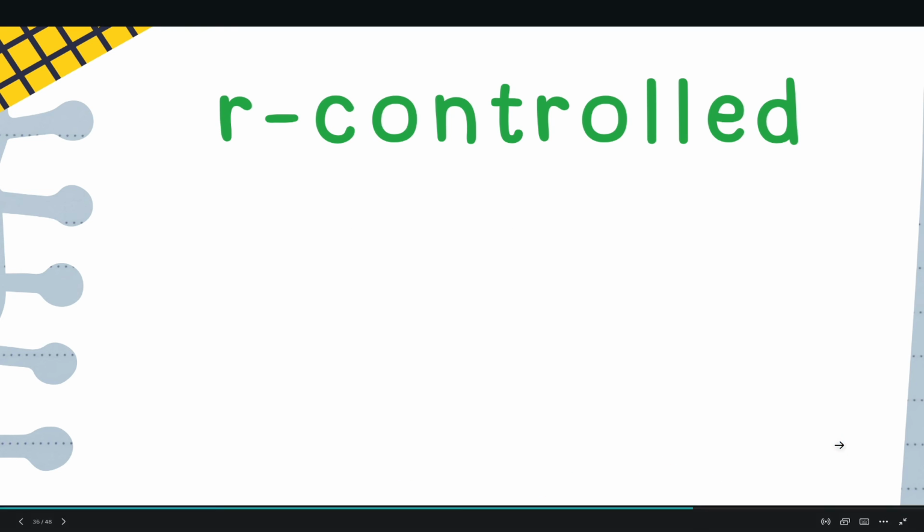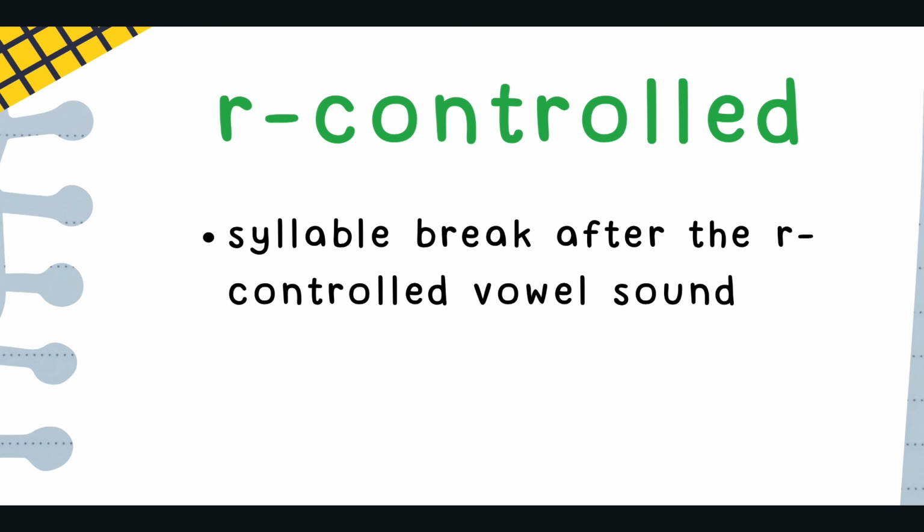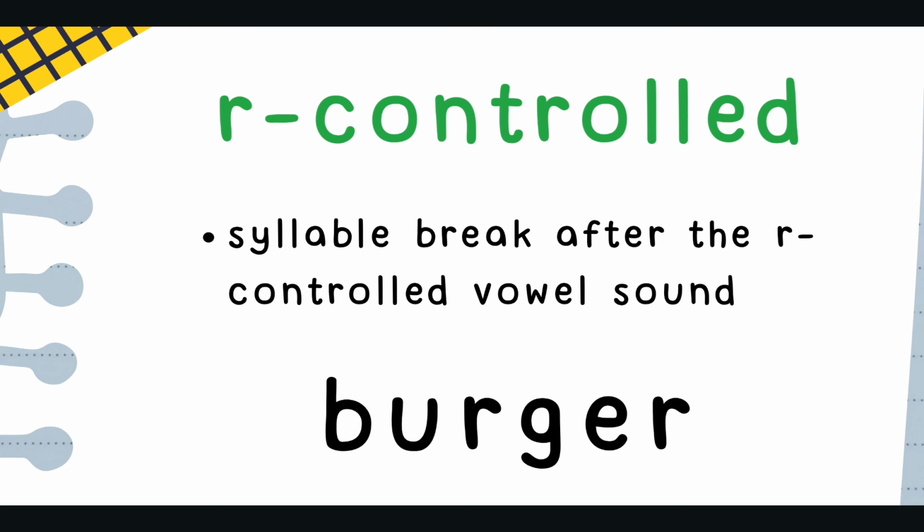We also have R-controlled syllables. Now, what do you think are going to be in R-controlled syllables, friend? You're exactly right. Syllables break after the R-controlled vowel sound, okay? So can you find the first R-controlled vowel sound that we see? Yeah, right there. So that's where the break is going to be. Burger. Excellent. You are so good at these.